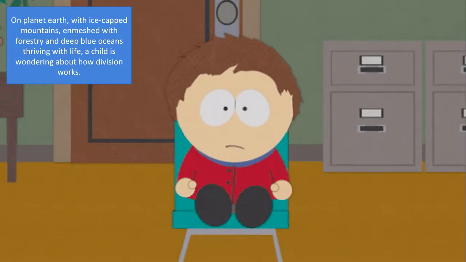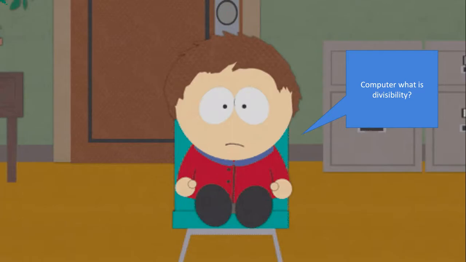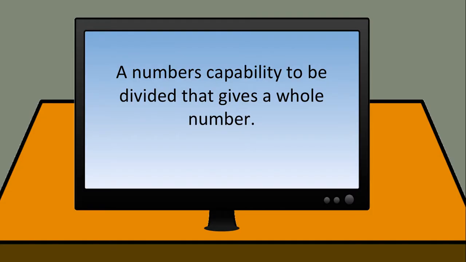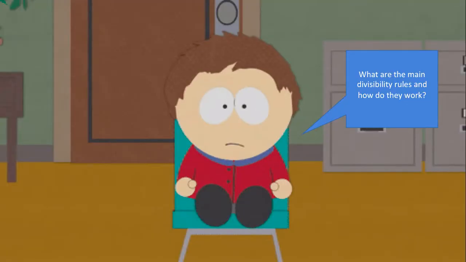On planet Earth, with ice-capped mountains enmeshed with forestry and deep blue oceans thriving with life, a child is wondering about how division works. What is divisibility? A number's capability to be divided that gives a whole number. What are the main divisibility rules and how do they work?